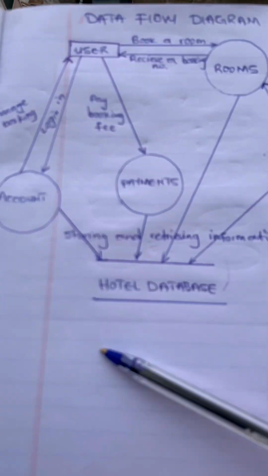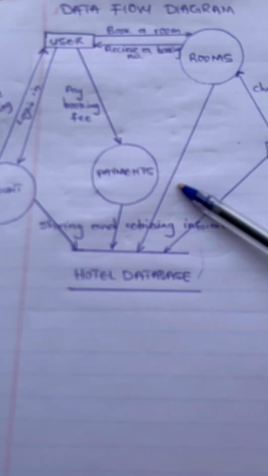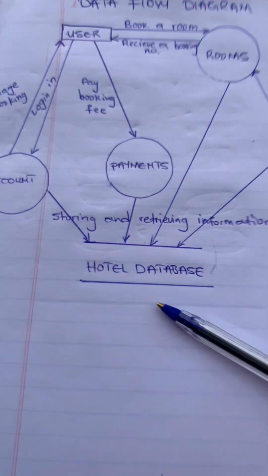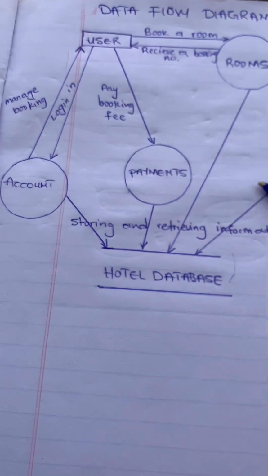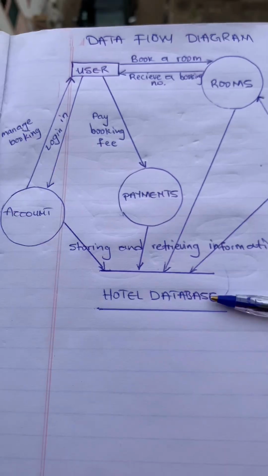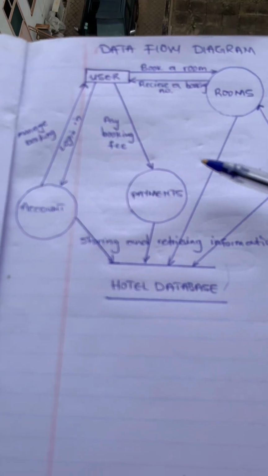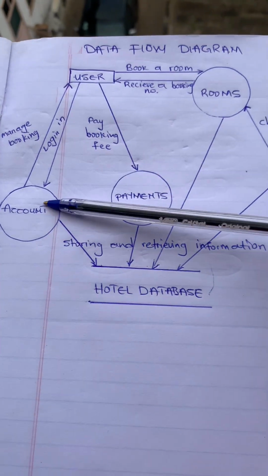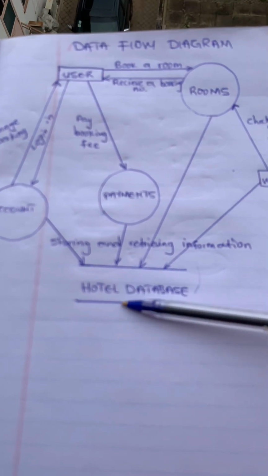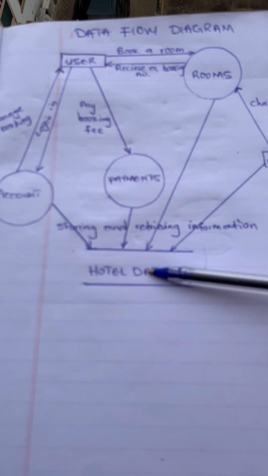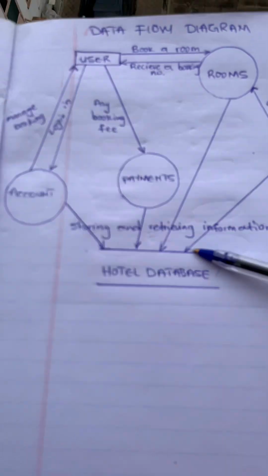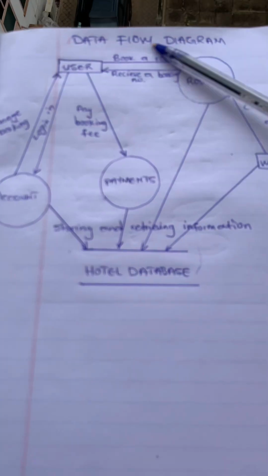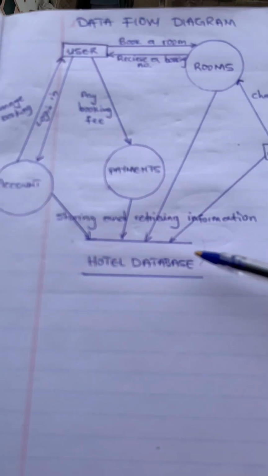The data store comes with data flow charts or data flow diagrams, where all this data needs to be stored. So with this, the payment details need to be stored, account details need to be stored, room details need to be stored, and the webmaster also needs to store whatever it has here, and that gives us data flow charts.